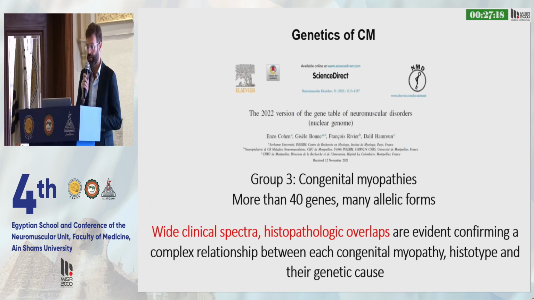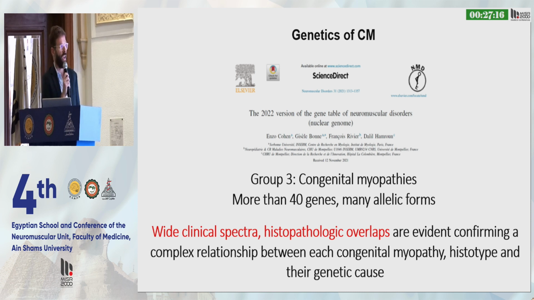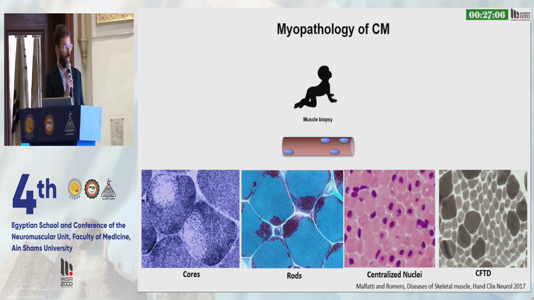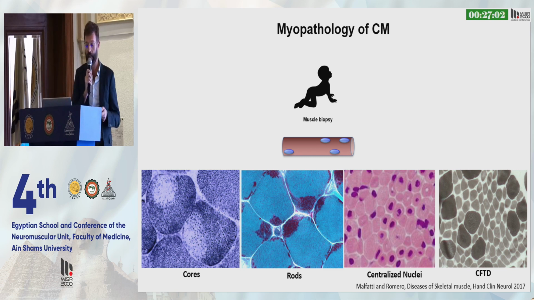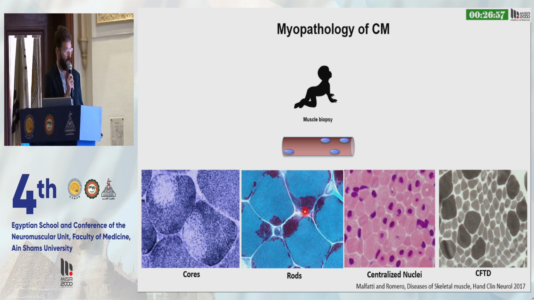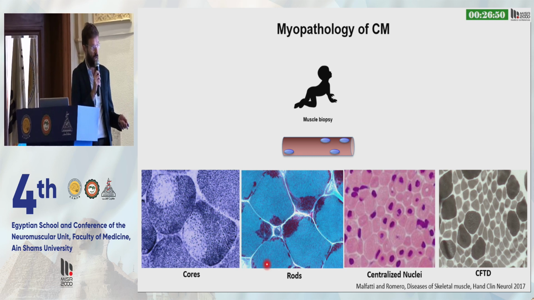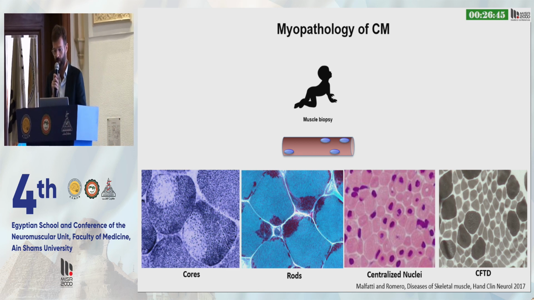The genetics is complicated because we now have more than 40 genes with wide clinical spectra, histopathologic overlaps, and a complex relationship between each congenital myopathy. The four major groups that have been described through muscle biopsy analysis are the core myopathies, the rod myopathy, with these fuchsinophilic inclusions that you can see here in the Gomori trichrome, and then the nuclei internalized and centrally located in centronuclear myopathy, and then you have congenital fiber type disproportion.